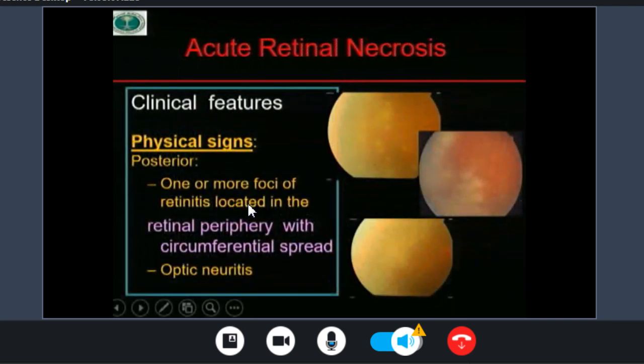Usually having one or more foci of retinitis, as we see in this, or it could involve the peripheral retina, as we see as patches of circumferential retinitis. The optic nerve in severe cases usually has some sort of involvement with neuritis, associated with disc swelling.